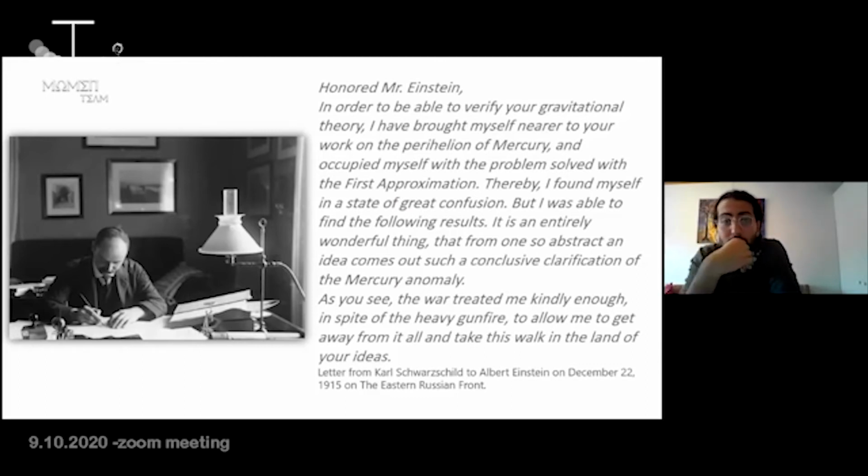"But I was able to find the following results," which is the solution, the Schwarzschild solution. "It is an entirely wonderful thing that from one abstract idea comes out such a conclusive clarification of the Mercury anomaly. As you see, the world treated me kindly enough in spite of the heavy gunfire to allow me to get away from it all and take this walk in the land of your ideas." It was during 1915 on the Eastern Russian front.